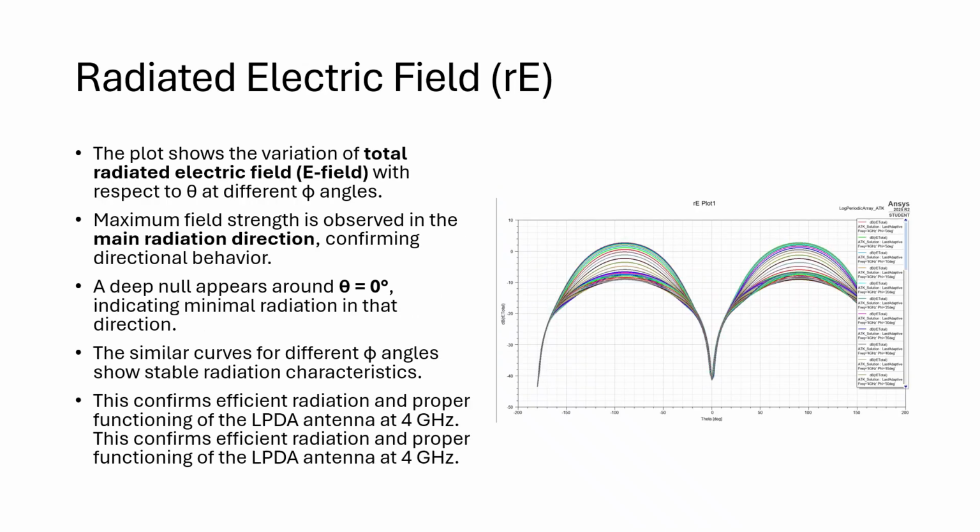Radiated electric field. The radiated electric field plot shows how the total electric field strength varies with angles. Maximum electric field intensity is observed in the main direction, confirming directional radiation. Deep nulls appear in unwanted directions, indicating minimal radiation where it is not required. The similar behavior across different phi angles shows stable radiation characteristics and efficient antenna operation.